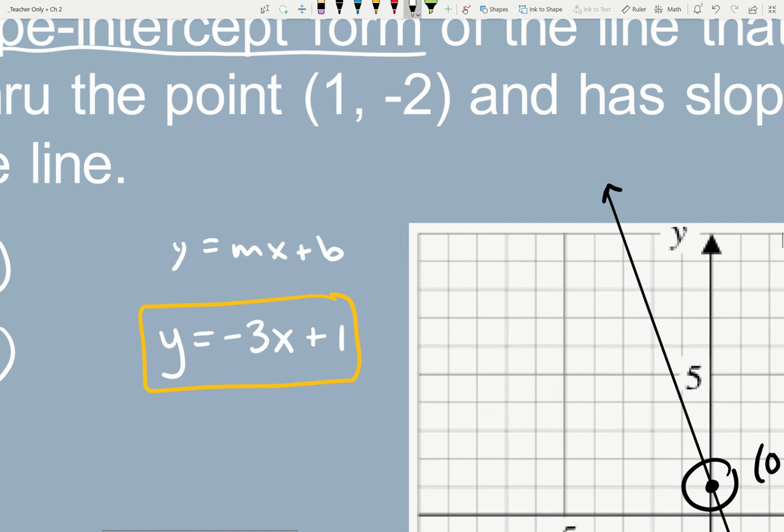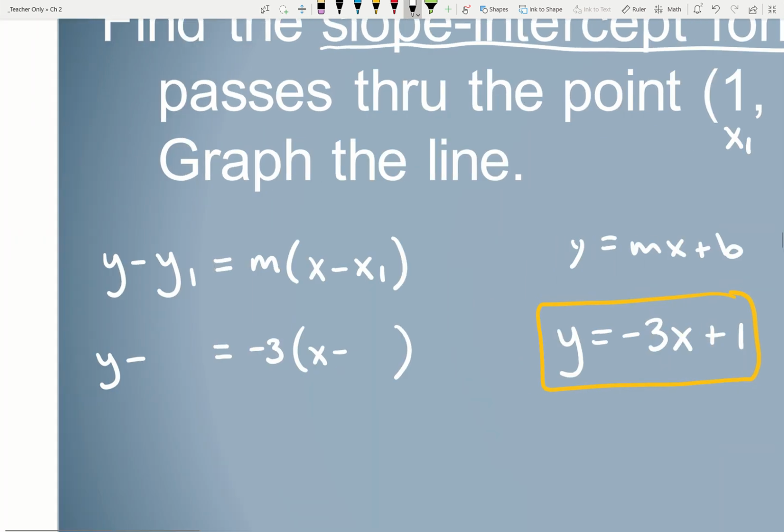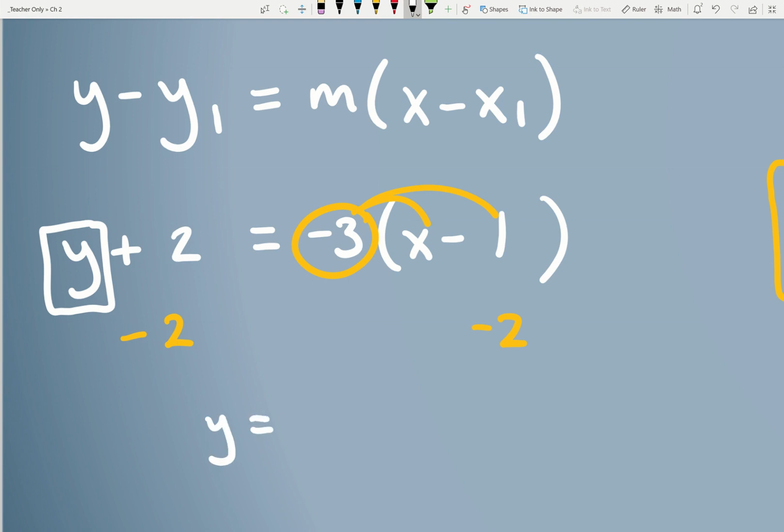And so the point that I was given up here was (1, -2), so this is x1 and y1 up here. So if I come back down and I plug those in, keep in mind I would be doing y minus -2 on the left-hand side, so that's going to change to +2. And then the only thing left here is we need to do some operations and get that y completely isolated. So what I might do is I might take this -3 and distribute that in, and then after that, take the 2 and subtract it from both sides. If I do that, then what I'm going to end up with here is -3x plus 1.